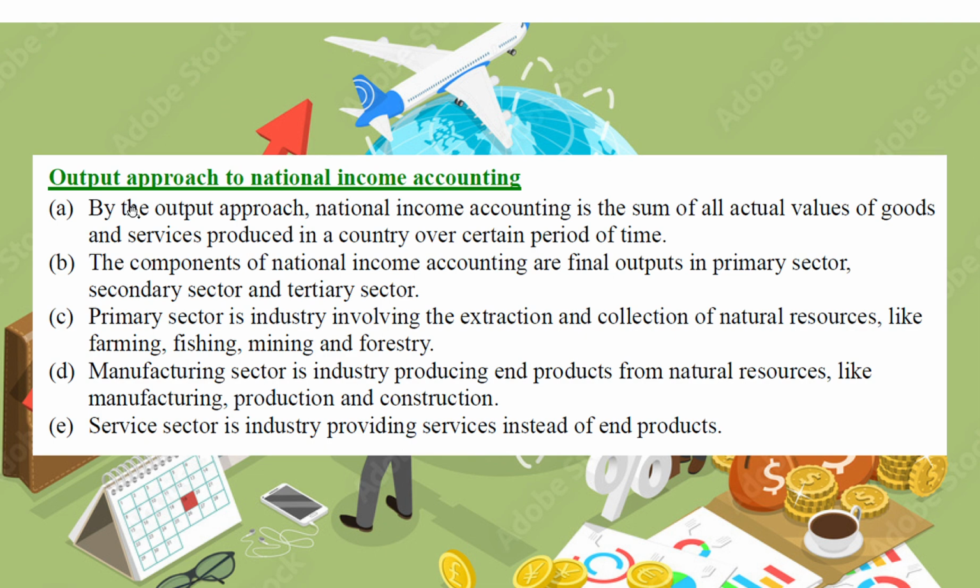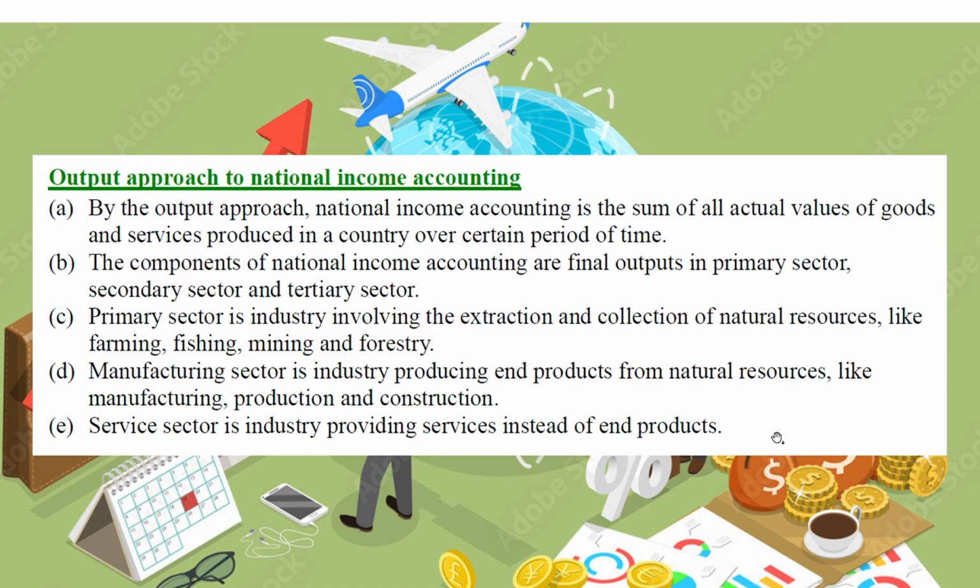Okay. What's the value of the goods and services produced at last? Okay. Output approach. National income accounting is the sum of all actual values of goods and services produced in a country over a certain period of time. And then by this approach, we can divide the national income into primary, secondary, and tertiary sectors according to the producer. Okay. Primary sector is the industry involved in the extraction and collection of natural resources, okay, like farming, fishing, mining, and forestry. Manufacturing sector is industry producing end products from natural resources, end products, not services. Service sector is industry providing services instead of an end product.